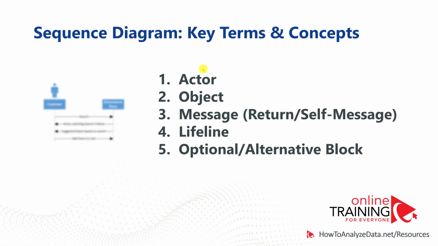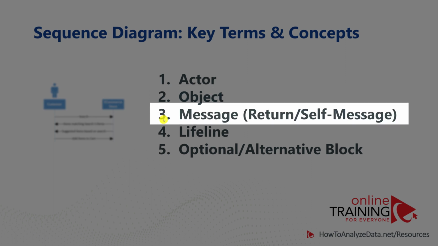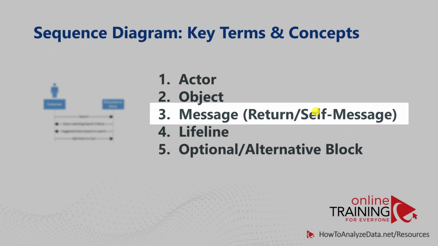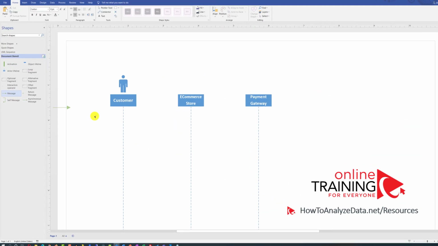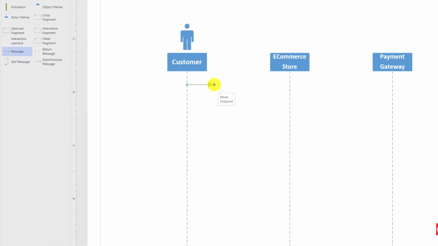For the purposes of the e-commerce diagram, customer is also called an actor, and e-commerce store and payment gateway would be called objects. Interactions between customer, e-commerce store, and payment gateway would be defined using messages. And messages could be primary message, return message, or self-message. To define a message, we use the message stencil. We just drag it and place it right on the lifeline, and then we extend it to the next object.